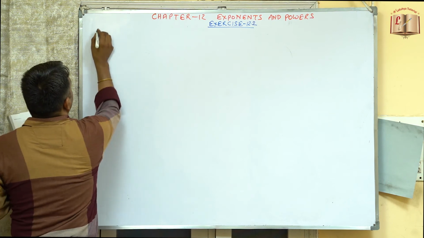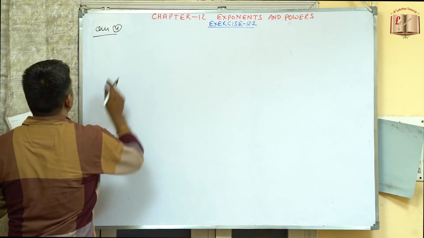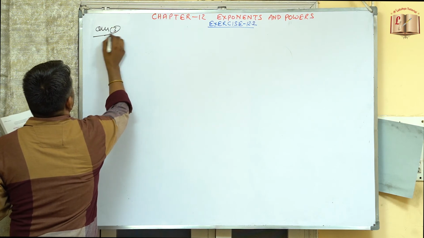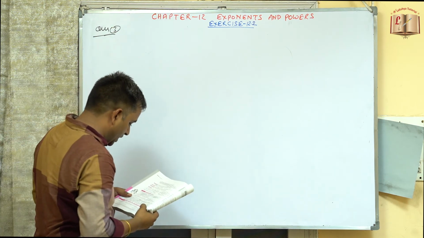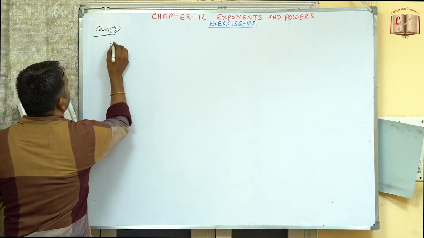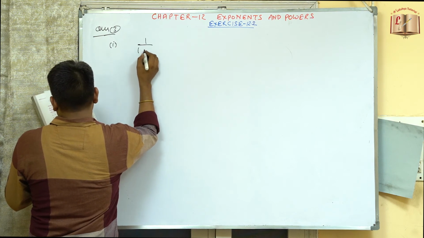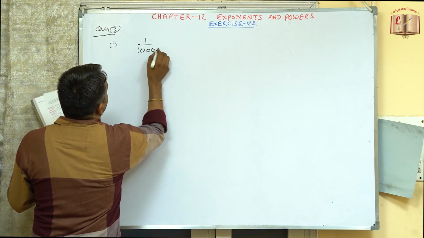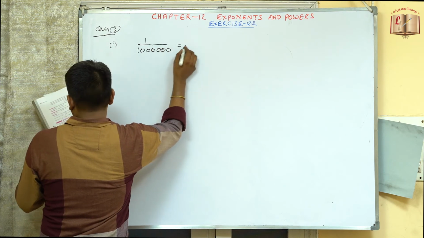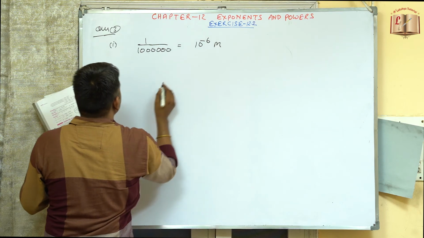So now coming to the question number 3. Express the number appearing in the following in the standard form. So for the first one, 1 micron, this is given as 1 by 6 zeros. So this will be written as 10 to power minus 6 meters.